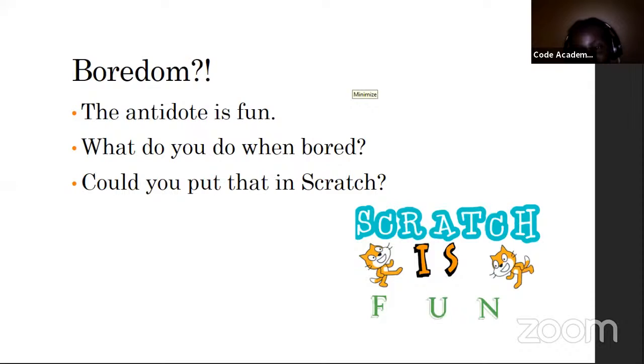Or go swimming, okay? So whatever you do when you are bored, do you think you can put that in Scratch and make it fun? Yes, it's very possible, by the way, playing with friends. Oh, that's nice. I don't know how you can put that in Scratch, but I think you can, because with Scratch, you can create anything. You can imagine really anything. So you can put that in Scratch, obviously.